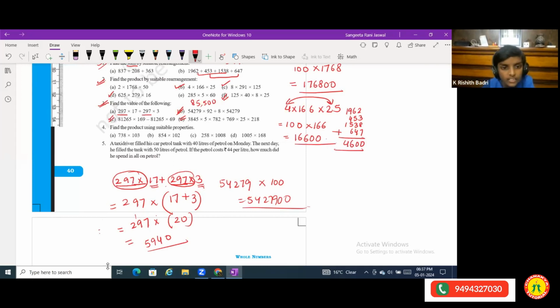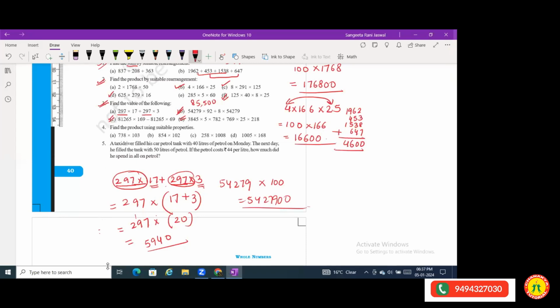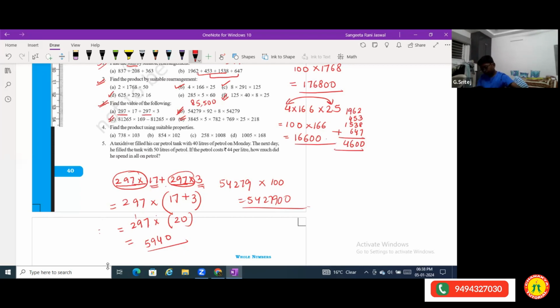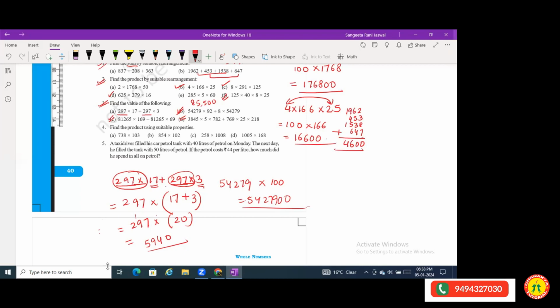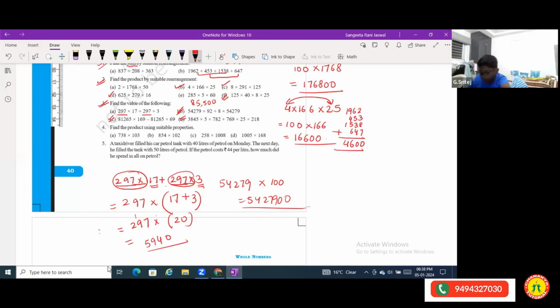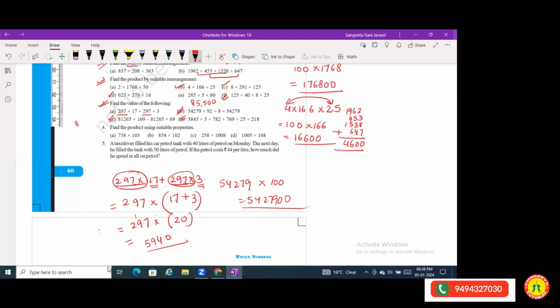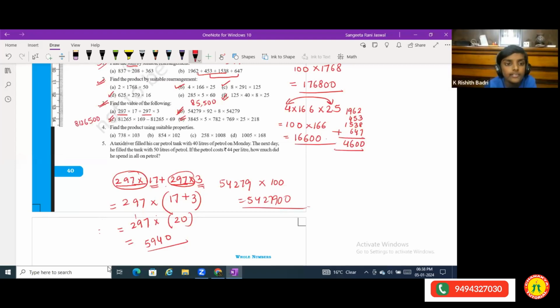Ma'am, shall I say the answer of C1? Okay, just a moment. Let others also try, then I'll ask. No one will say the answer until I ask. Ma'am, done, ma'am. Okay, Sritesh, you tell me the C part. Ma'am, C is 81 lakhs 26,500. Yes, ma'am, I got the same answer. 26,500. Right. Okay, very good.